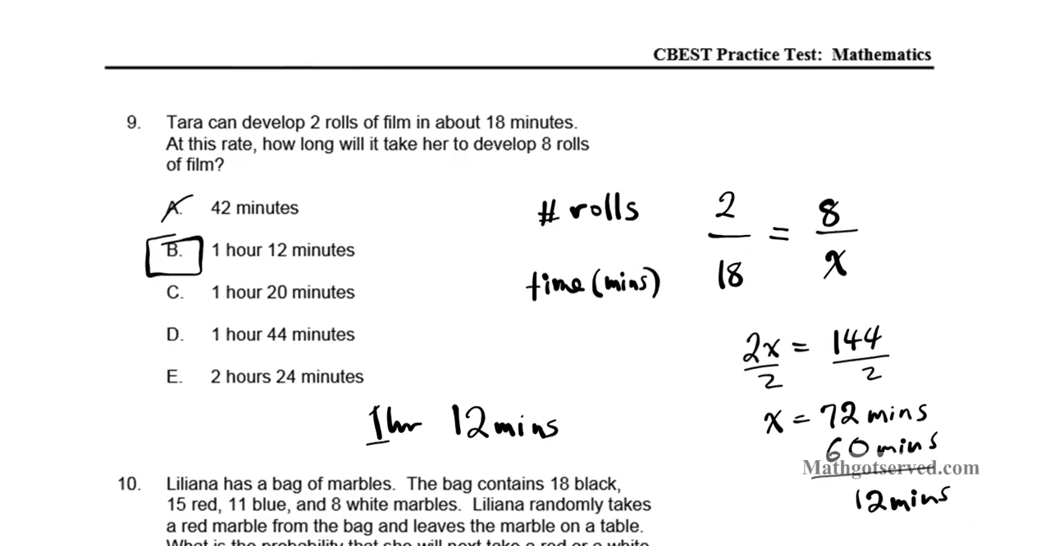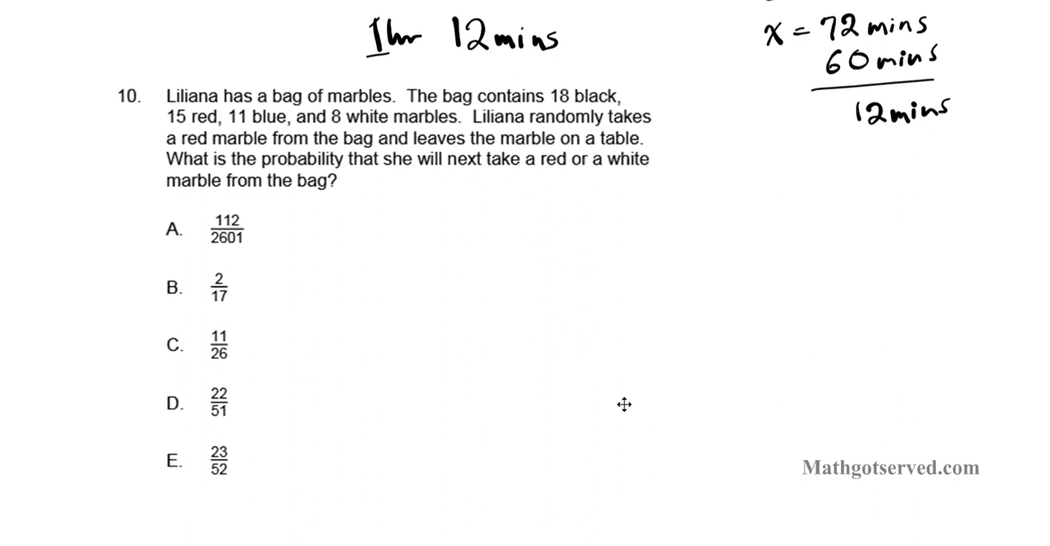Okay. All right, so let's take a look at question 10. This is statistics, so dealing with probability here. It says Liliana has a bag of marbles. The bag contains 18 black, 15 red, 11 blue, and 8 white. Liliana randomly takes a red marble from the bag and leaves the marble on the table, so there's no replacement here. What is the probability that she will next take a red or a white marble from the bag?